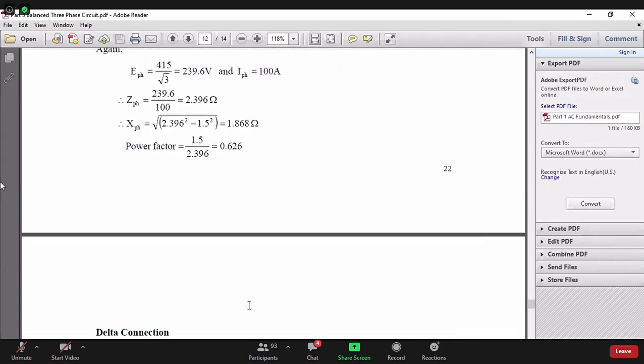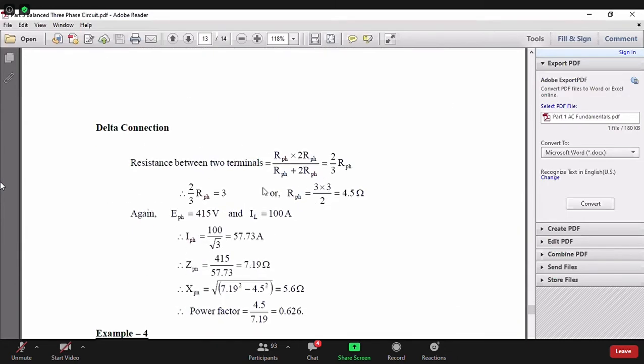If it is delta, I told you that this resistance is R phase in parallel with 2 R phase. So you put into the formula. So you get 2 by 3 R phase. Now this is equal to 3. So the R phase is 4.5.